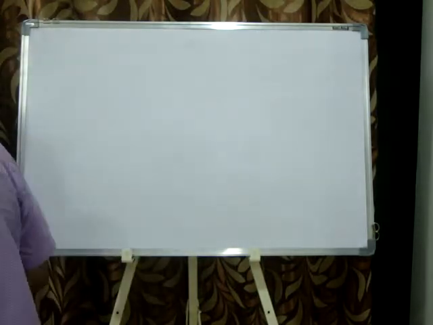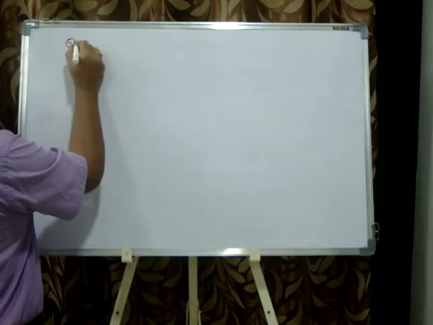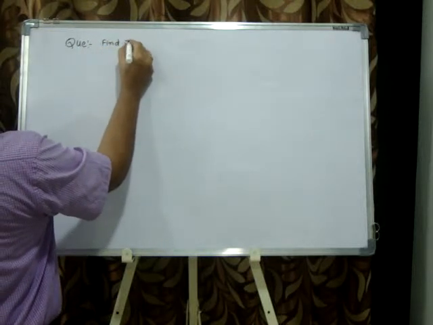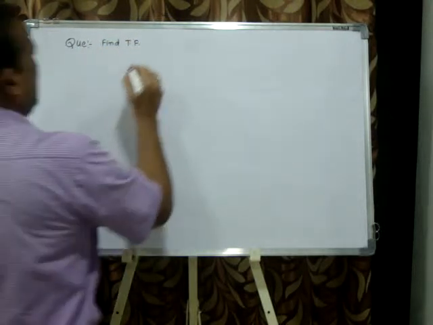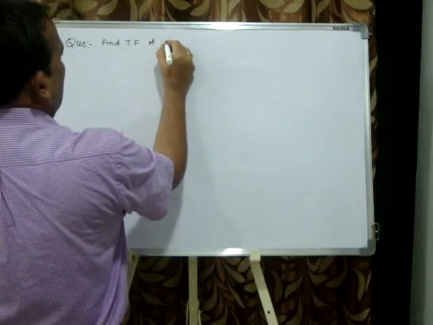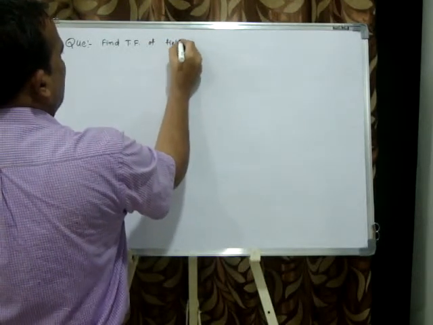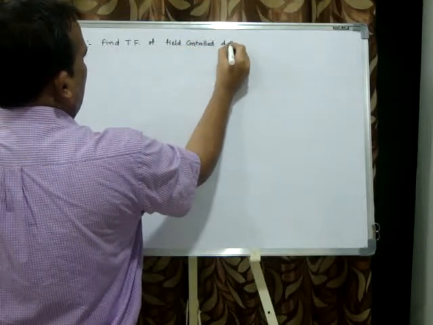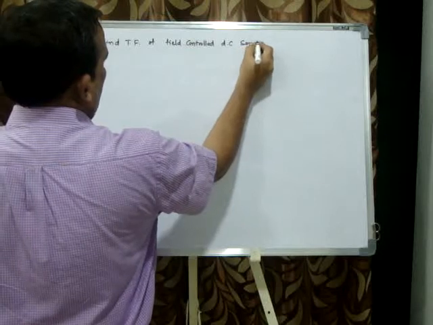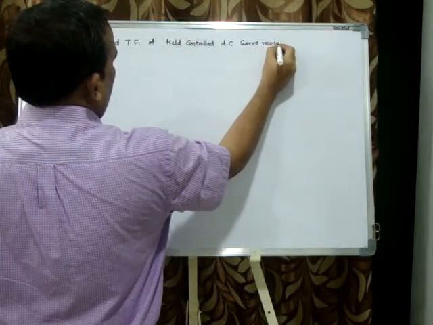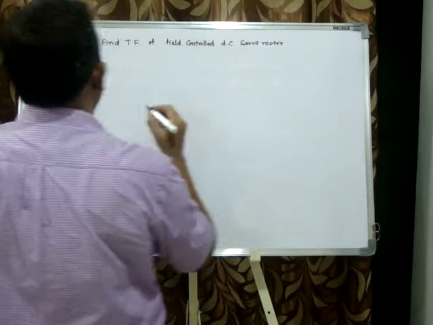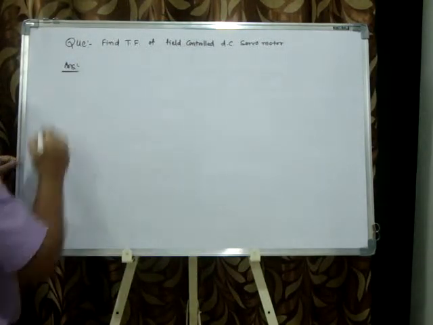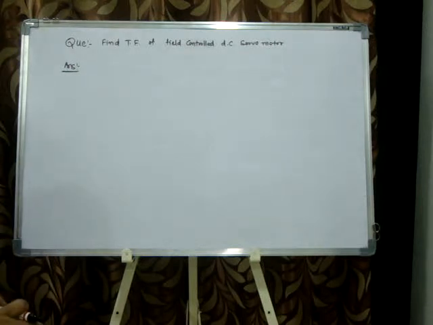The question is: find the transfer function of field controlled DC servo motor. The answer, first I have to draw a circuit, both electrical as well as mechanical combined.